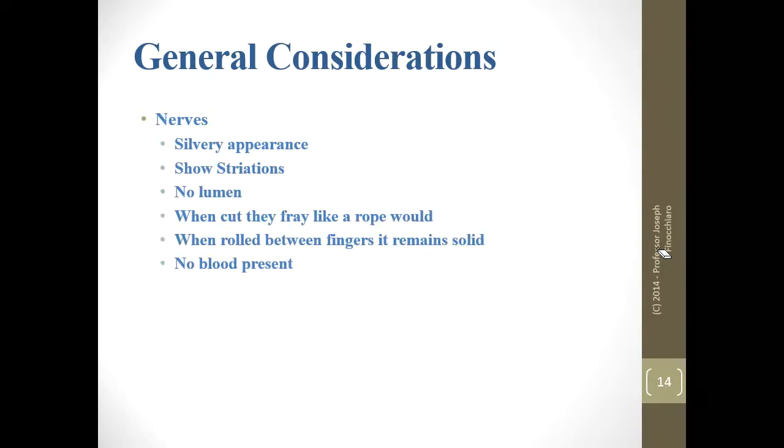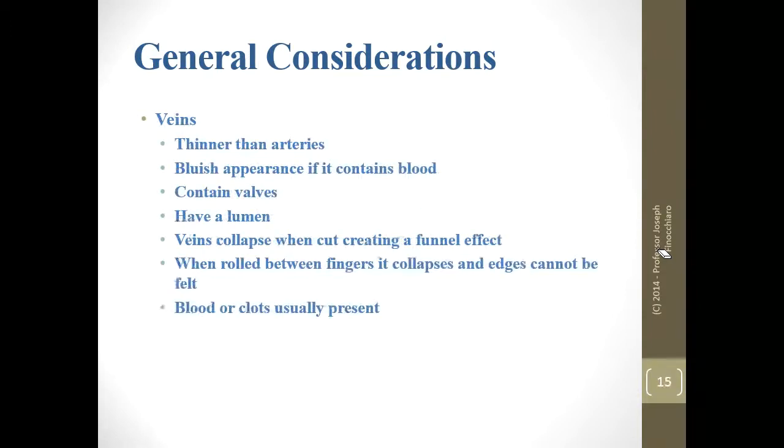Nerves: silvery appearance, show striations. They do not have a hole down the middle. They do not have a lumen. When you cut them, they fray like a piece of rope. When you roll between the fingers, it remains solid, and there is no blood present. Generally, this is what you confuse an artery for.